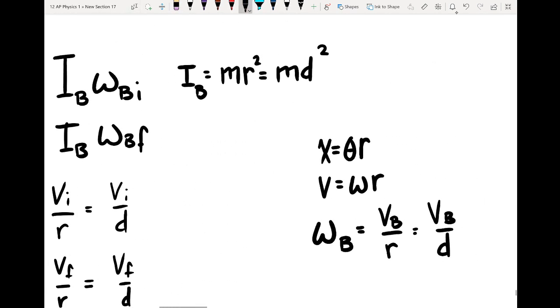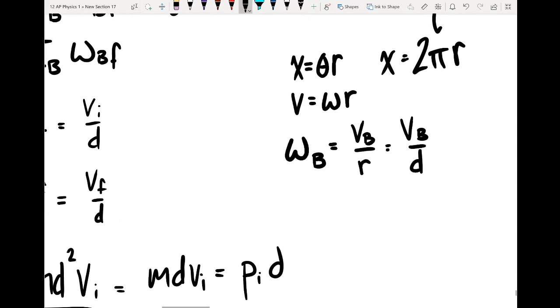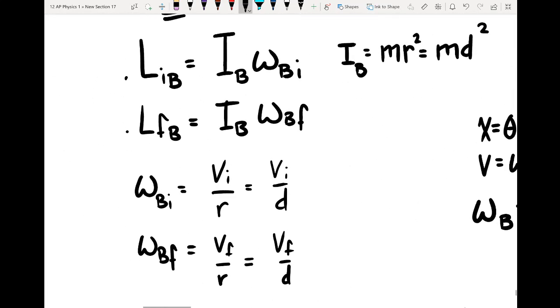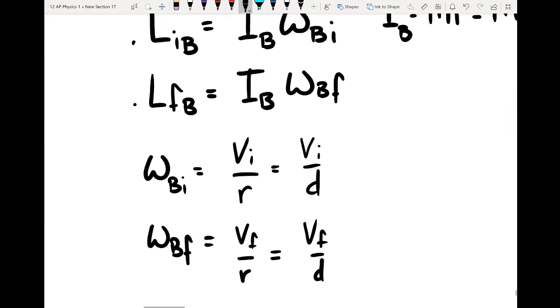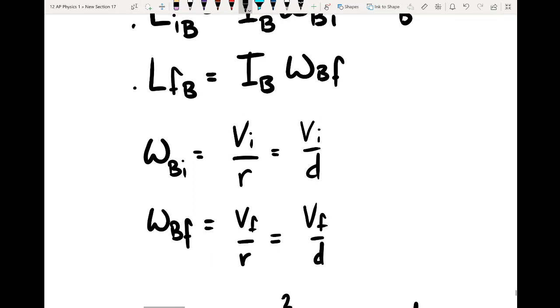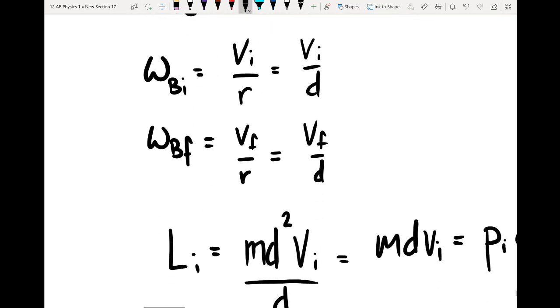We have this idea that the circumference of a circle is 2 pi r, so this is us just plugging in theta. We can use that same trend and say our angular velocity for the ball is just the velocity of the ball divided by the distance from the pivot point, r. In this case, the distance from the pivot point is d. So now we have an expression for that, and the initial angular velocity of the ball is just v initial divided by d, and for the final one, it's v final divided by d.